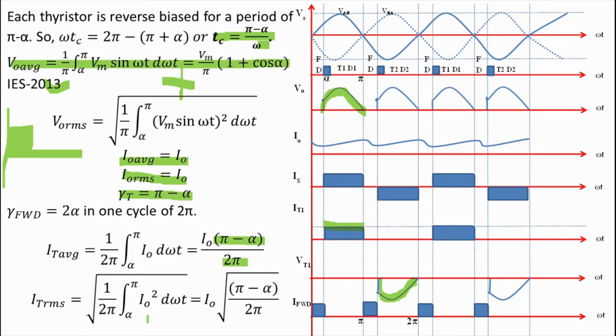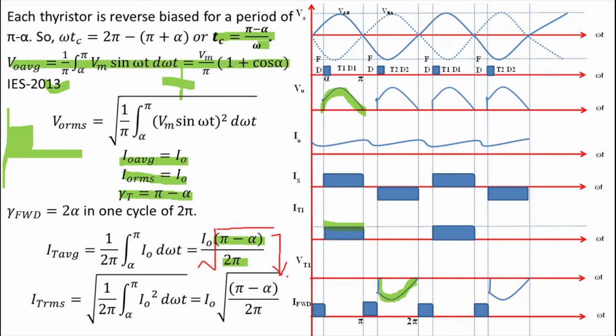Similarly, we can write ITRMS. For ITRMS, just take square root of (pi minus alpha) upon 2 pi of average value. So you will get RMS value of thyristor current. So RMS value of thyristor current will be under root of (pi minus alpha) upon 2 pi, whole into I naught. So this is the shortcut method for rectangular waveforms, and this has already been told to you in my previous videos.